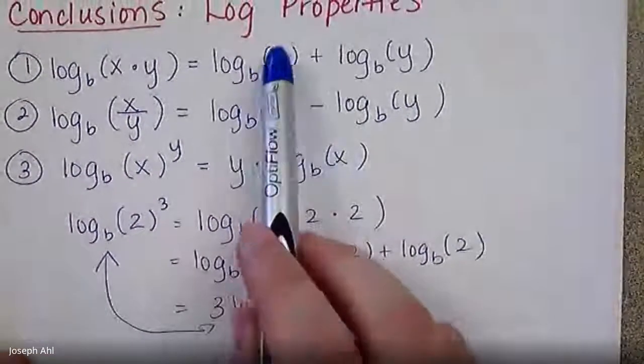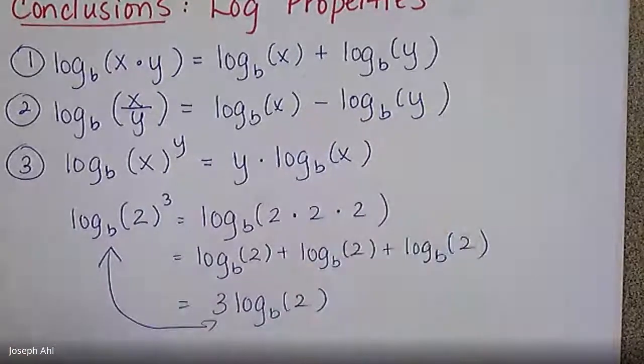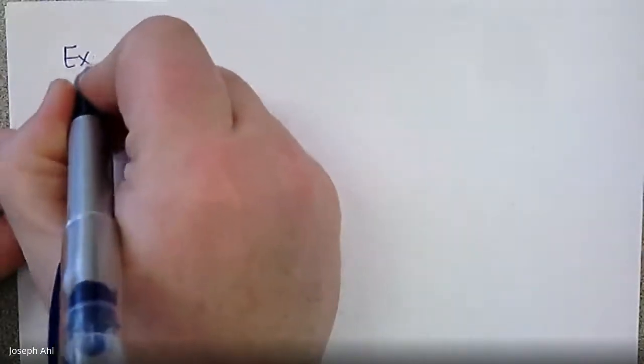So we have 3 rules. We have a product rule, a quotient rule, and a power rule that are all very important later on when solving equations and in some other applications of these properties. So the first thing we're going to do is practice expanding logs. When I talk about expanding, what we're talking about is going from the form that we just had on the left side to the form that we have on the right side.